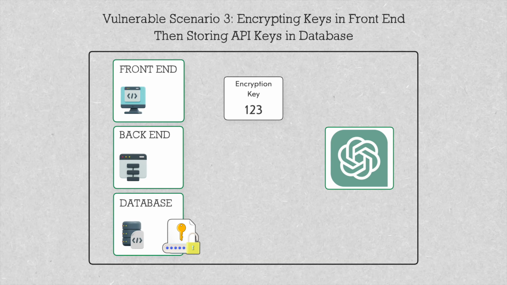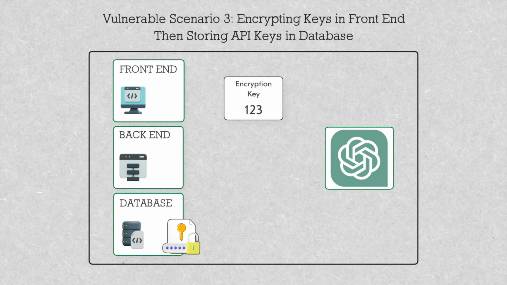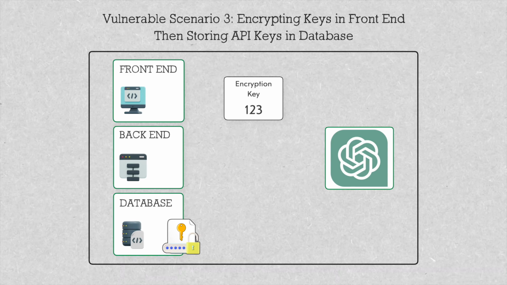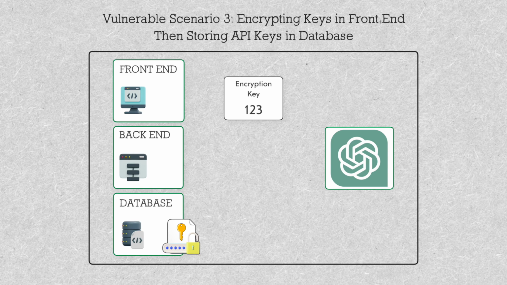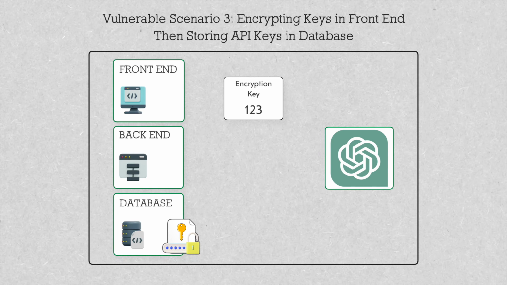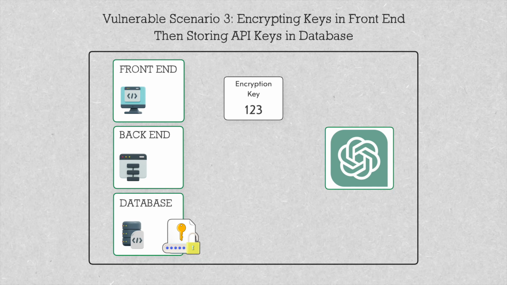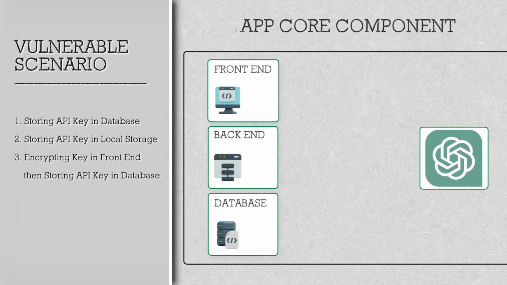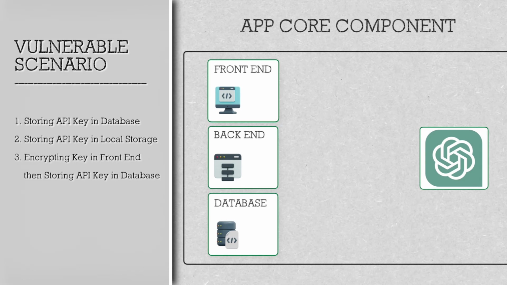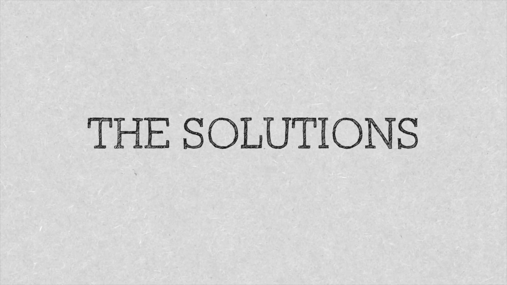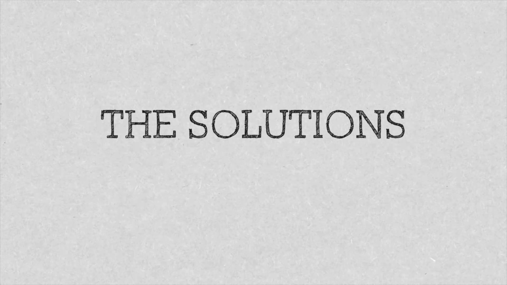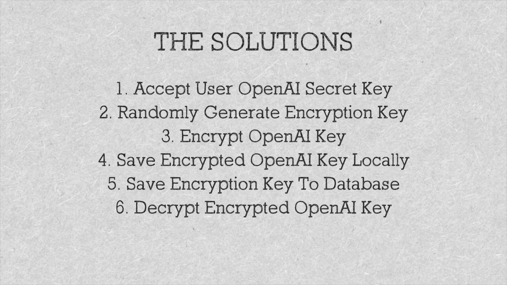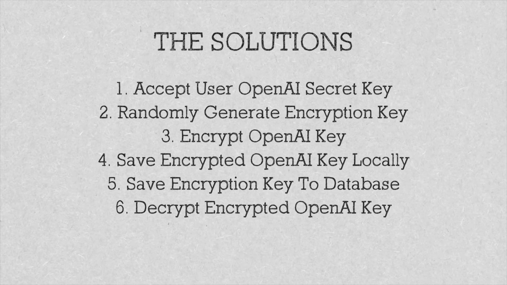racking up a bill. So now that we've covered how everything can go wrong, let's move on to the solution, which is the most safe and most practical way to start saving and encrypting your users' OpenAI keys. Now that we've covered the 3 different scenarios and gone through all the problems with them, we're going to cover the solution and walk you through how this works in 6 simple steps. And then we're going to talk about how this is the most safe option.